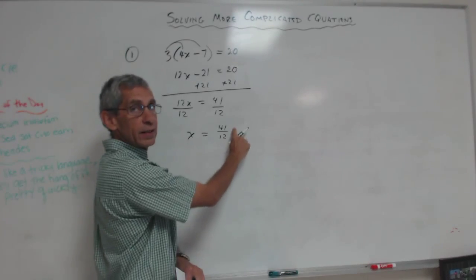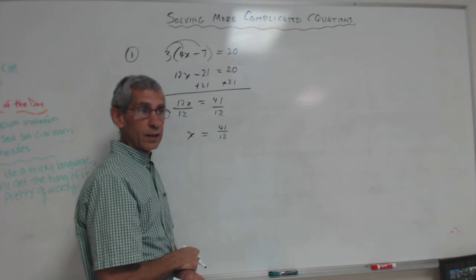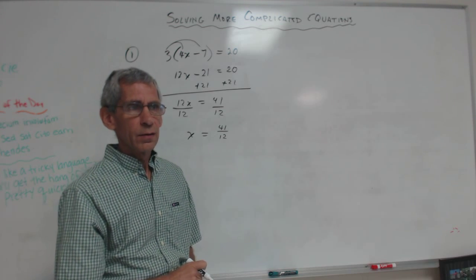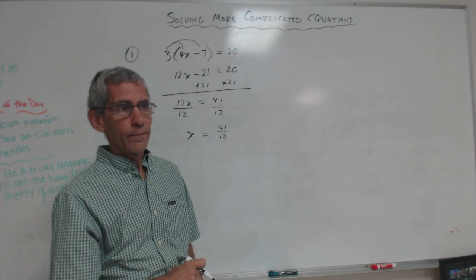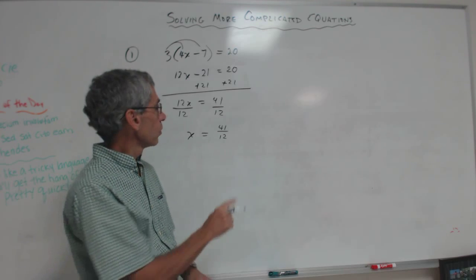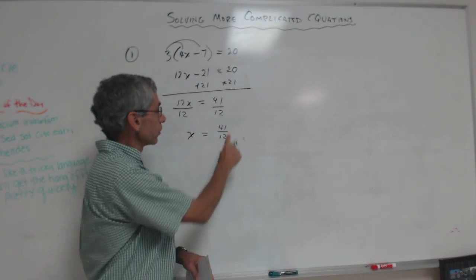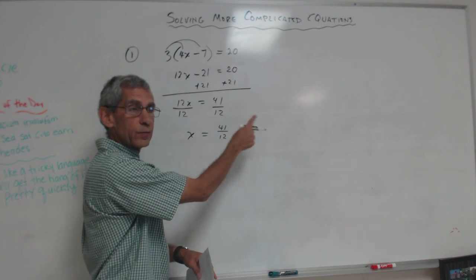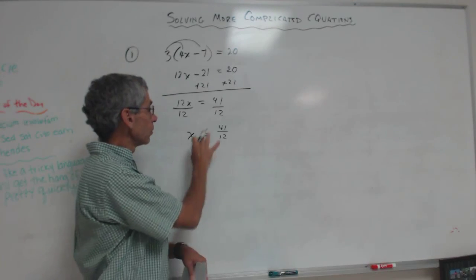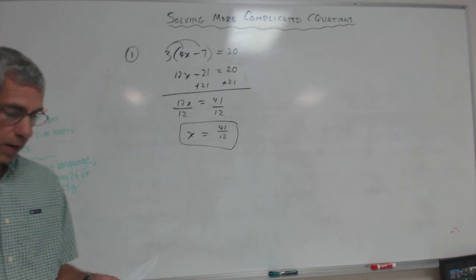I do check to see, is there something that goes into both of them? Well, I think 41 is a prime number. What's a prime number again? Isn't it the only thing that its only factors are itself and 1? Yes, exactly. So 41 times 1 is the only way to get 41, right? But 12 is not a prime number. There's lots of possibilities. But since 41 is prime, I can't go any further, right? So I just leave that as my answer. Put a circle around it or a box around it.